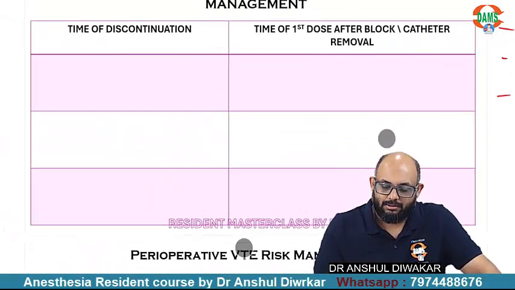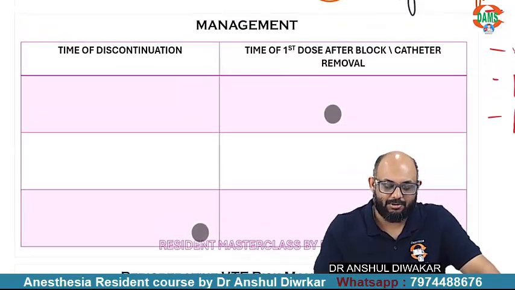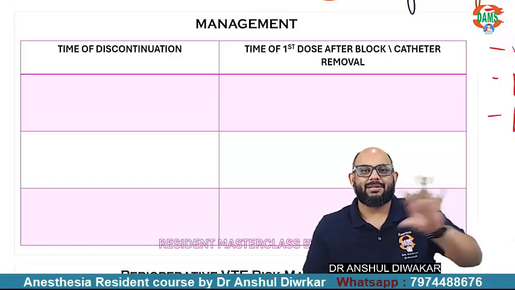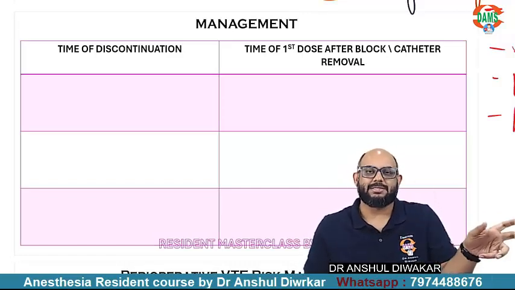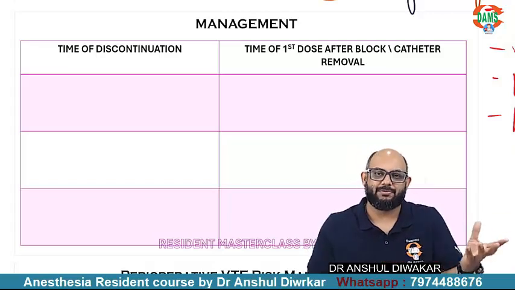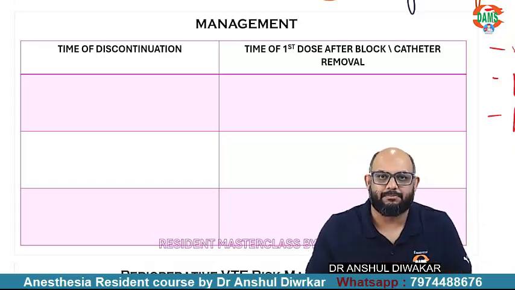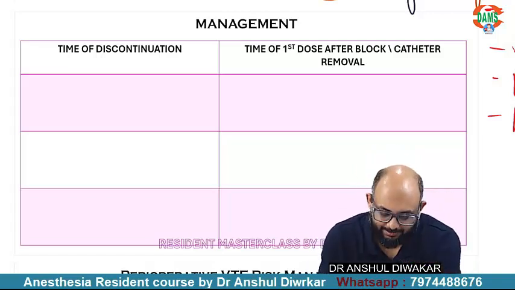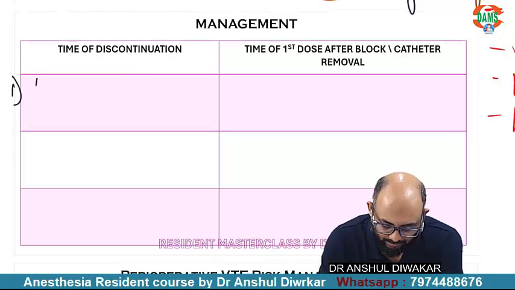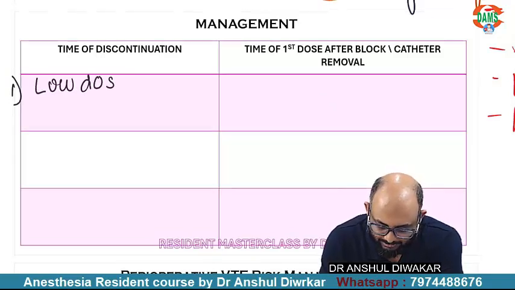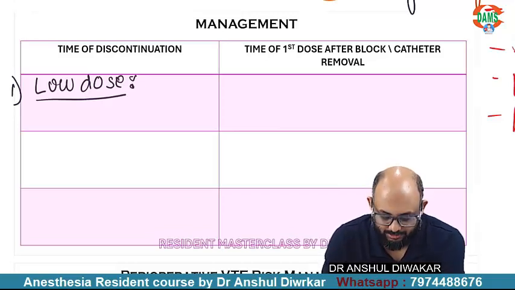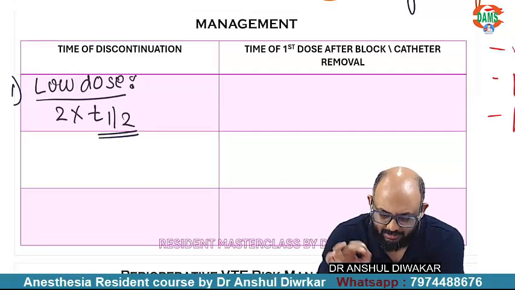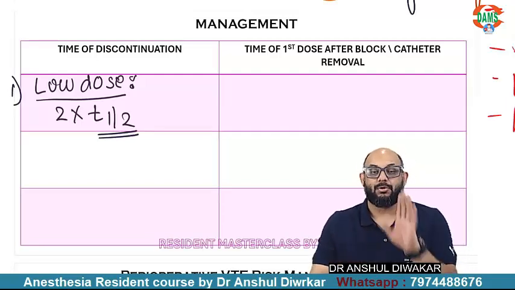Now, the concept, and I'm sure nobody has ever spoken to you about this, you might be wondering, sir, why we need to stop heparin for 4 to 6 hours, but warfarin for 5 days and aspirin for 5 days. And the idea is very, very simple. The timing of discontinuation depends on the dose that you are giving, and if you are giving a low dose, then the timing for discontinuation is twice the T half, the time it requires for the drug concentration to become half in blood. Twice the amount of that.